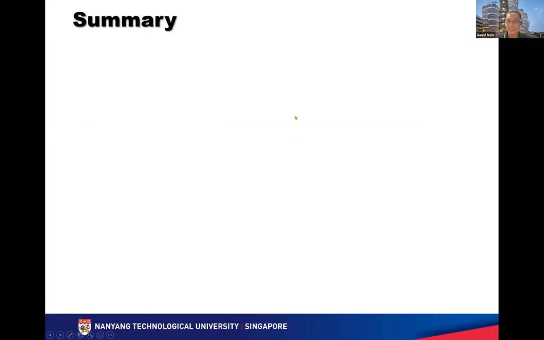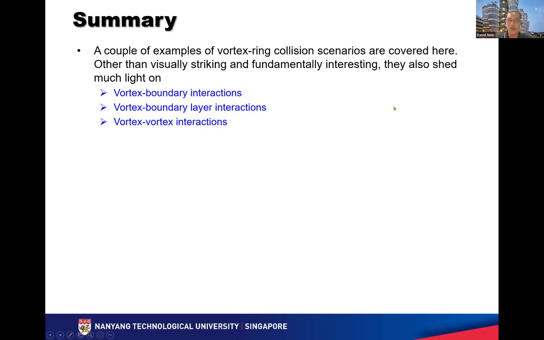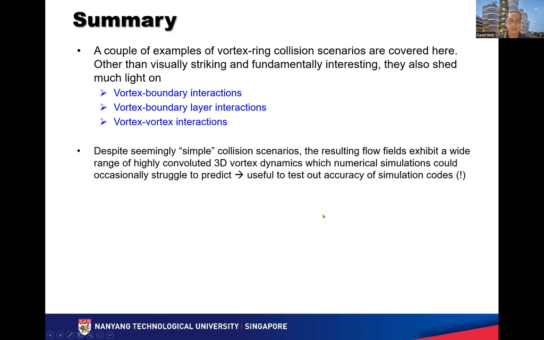I'll just reach the summary page. I'll just summarize everything. I've presented a couple of vortex ring collision scenarios. Other than being visually striking, from the flow visualization videos, and fundamentally interesting, they shed quite a bit of information when it comes to various vortical interactions: vortex boundary interactions, vortex boundary layer interactions, and of course, vortex-vortex interactions.